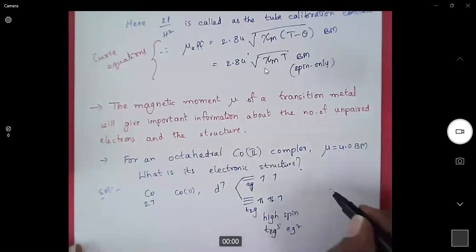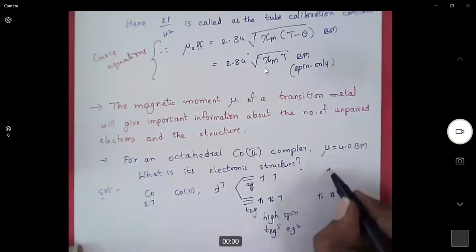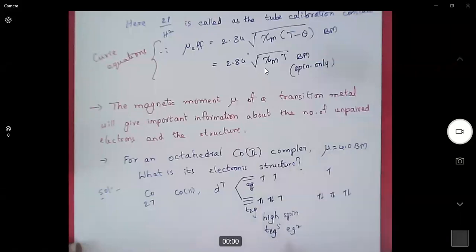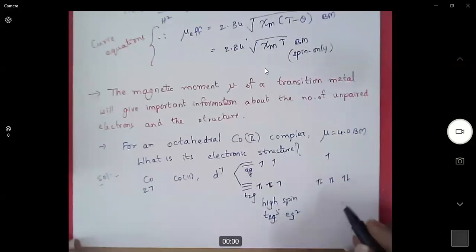Whereas when we look at the low spin electronic configuration, the 6 electrons will be accommodated in t2g itself, then the 7th electron will go to the higher orbital. So it is a low spin complex. The electronic configuration is t2g6 eg1.